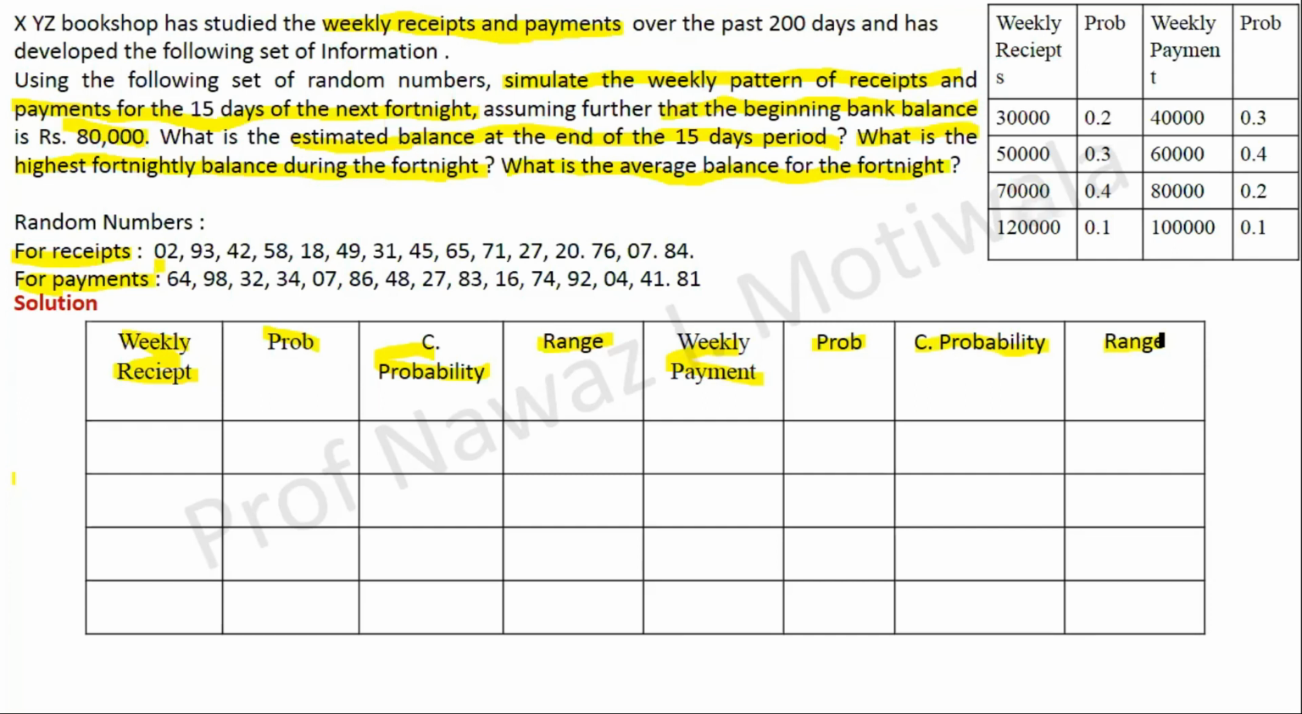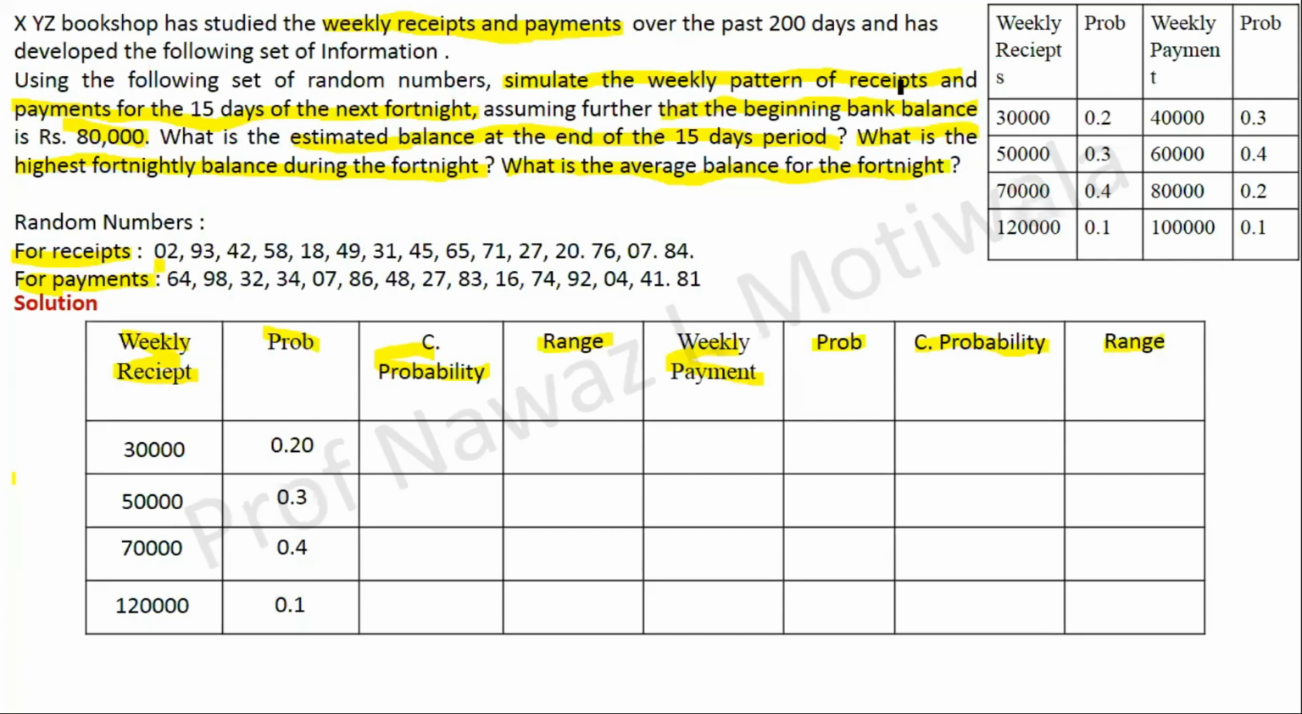Now for weekly receipt we are given the data as 30,000, 50,000, 70,000 and 1,20,000 from the table alongside. And the respective probabilities are 0.2, 0.3, 0.4 and 0.1. Now you all have become experts in finding cumulative probability and range. So I will give you 3 to 4 minutes to complete this entire table. And again someone will give me the solution. Okay, so I'll continue with the solution.